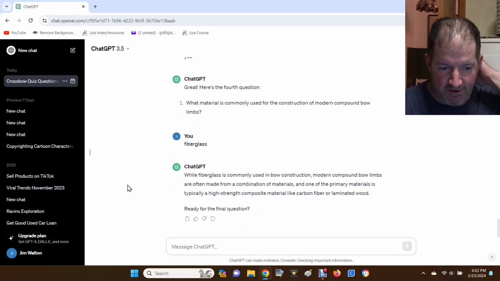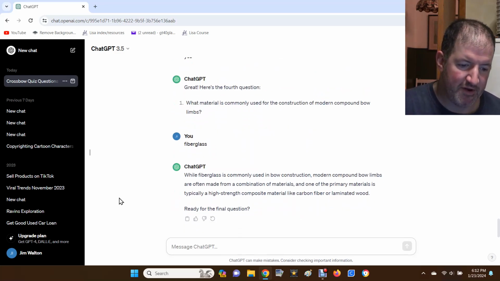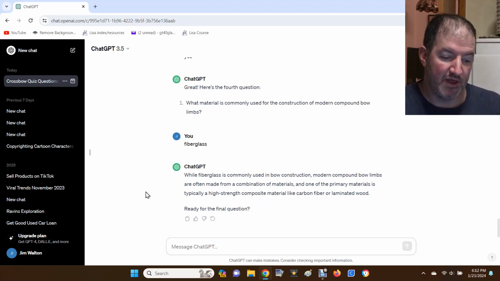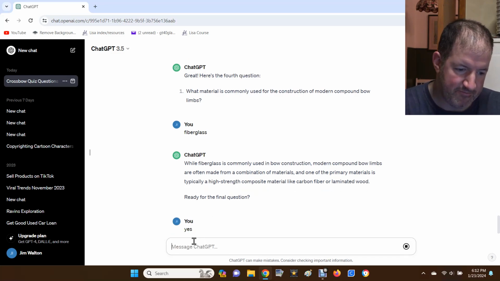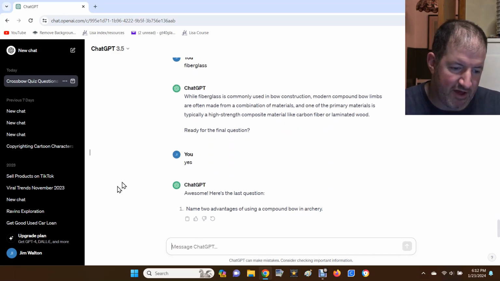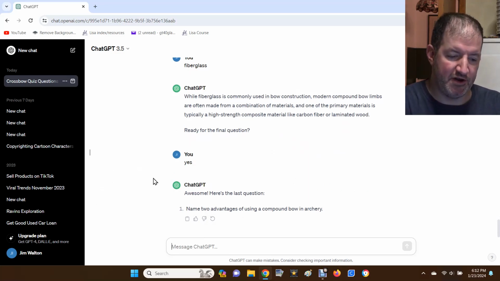While fiberglass is commonly used in bow construction, modern compound bow limbs are often made from a combination of materials. And one of the primary materials is typically a high-strength composite material like carbon fiber or laminated wood. Yes. Awesome. Here's the last question. Name two advantages of using a compound bow in archery.